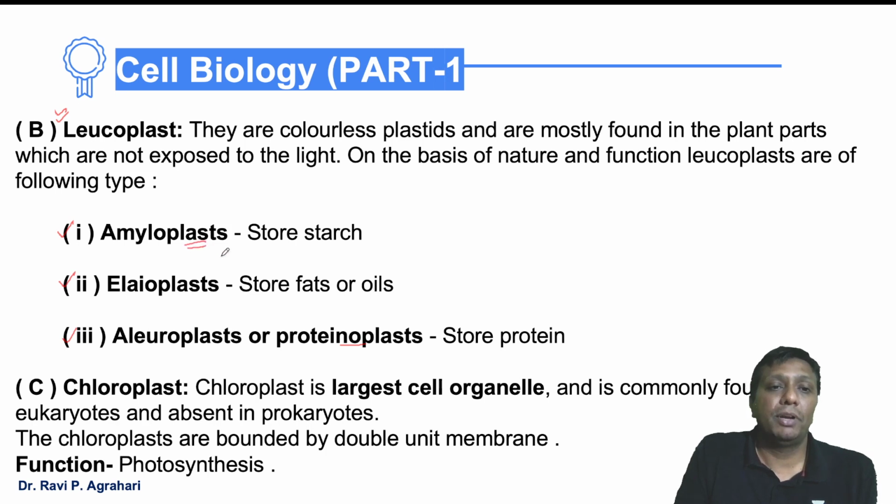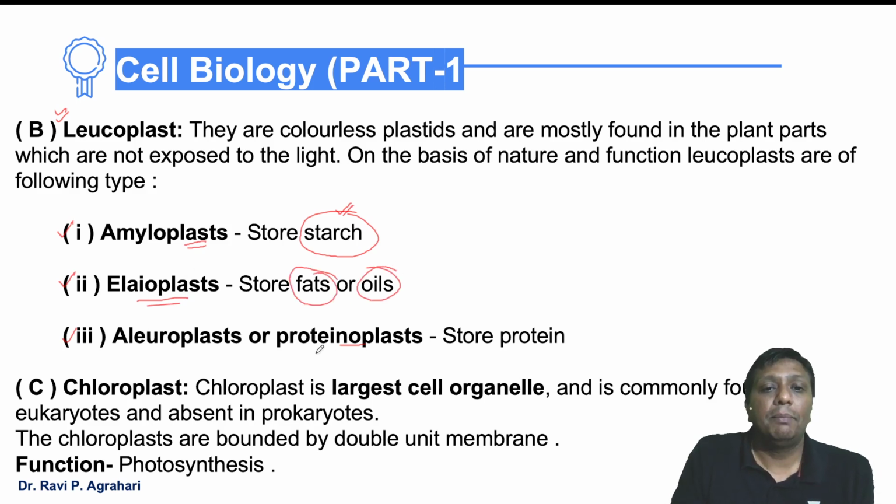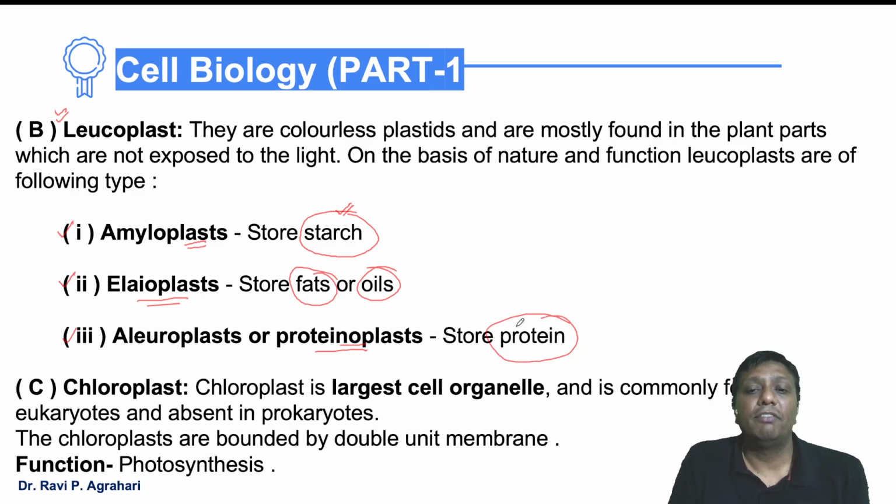Amyloplasts are those leucoplasts which store starch. Elaioplasts are those leucoplasts which store food in the form of fat or oils, and proteinoplasts store food in the form of proteins.